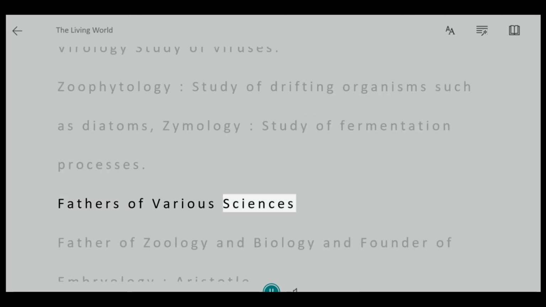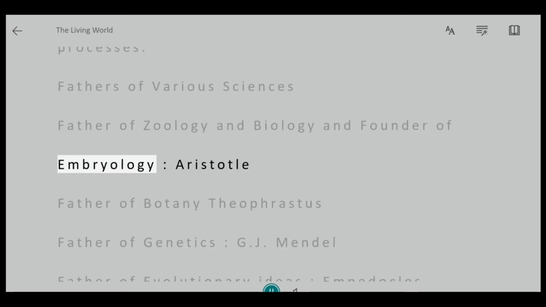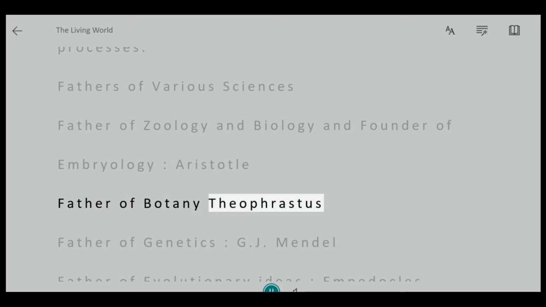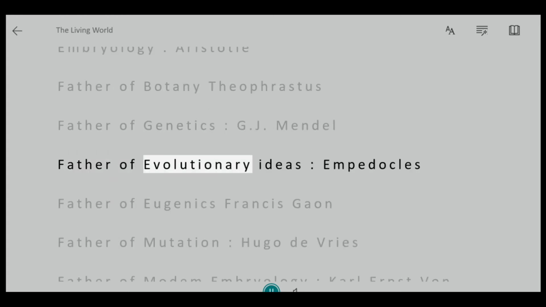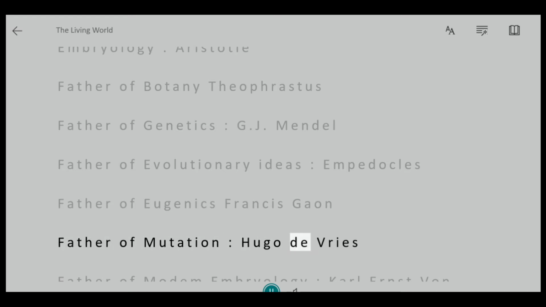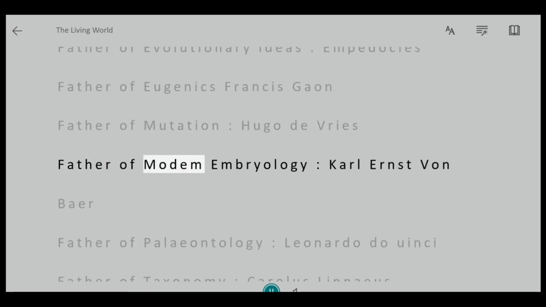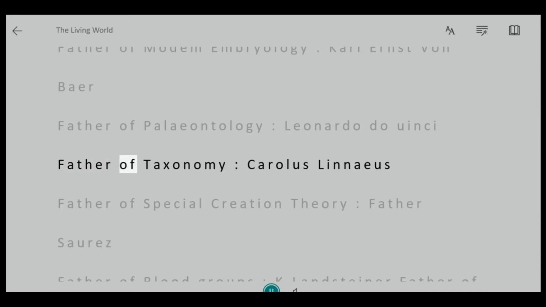Fathers of various sciences. Father of zoology and biology and founder of embryology, Aristotle. Father of botany, Theophrastus. Father of genetics, G. J. Mendel. Father of evolutionary ideas, Empedocles. Father of eugenics, Francis Galton. Father of mutation, Hugo de Vries. Father of modern embryology, Carl Ernst von Baer. Father of paleontology, Leonardo da Vinci. Father of taxonomy, Carolus Linnaeus.